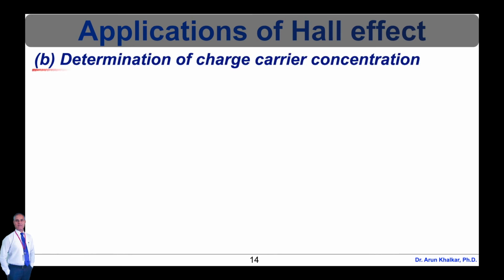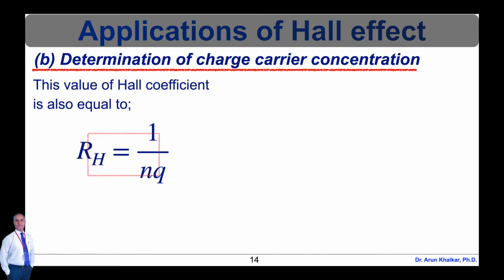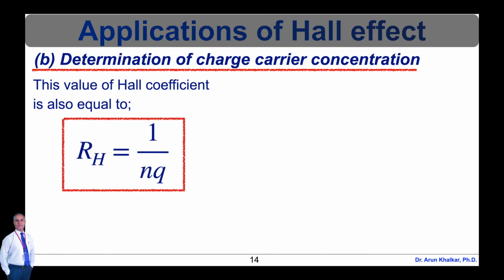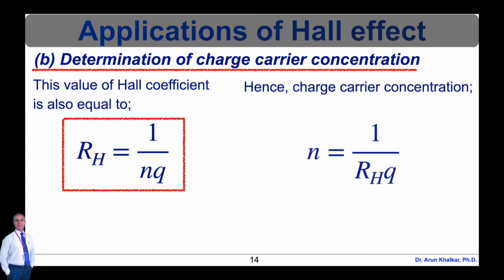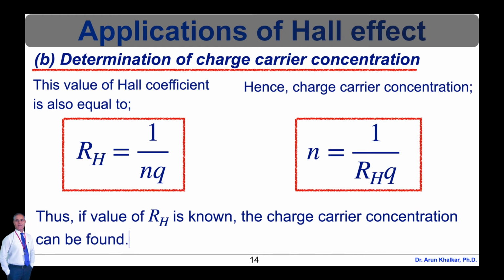Next is determination of charge carrier concentration. If you want to determine the charge carrier concentration, the Hall coefficient RH is equal to 1 upon NQ. Hence, charge carrier concentration, that is a small n, is equal to 1 upon RH into Q. If the value of RH is known, the charge carrier concentration can be found with the help of this equation.